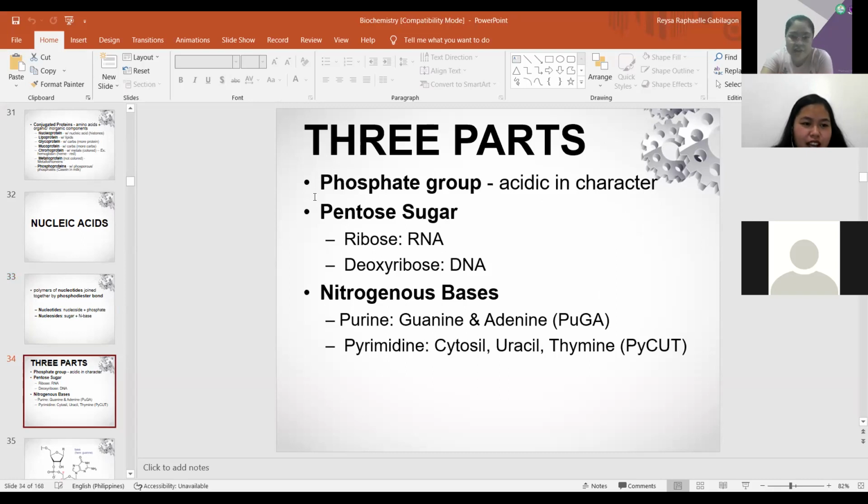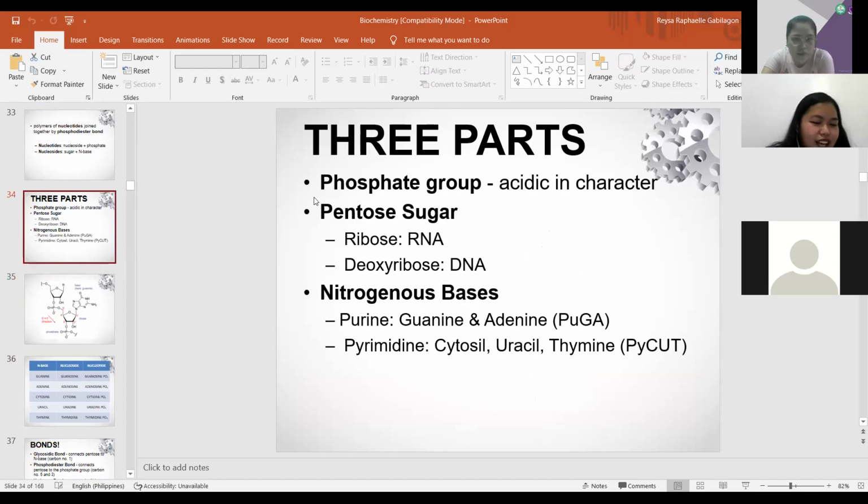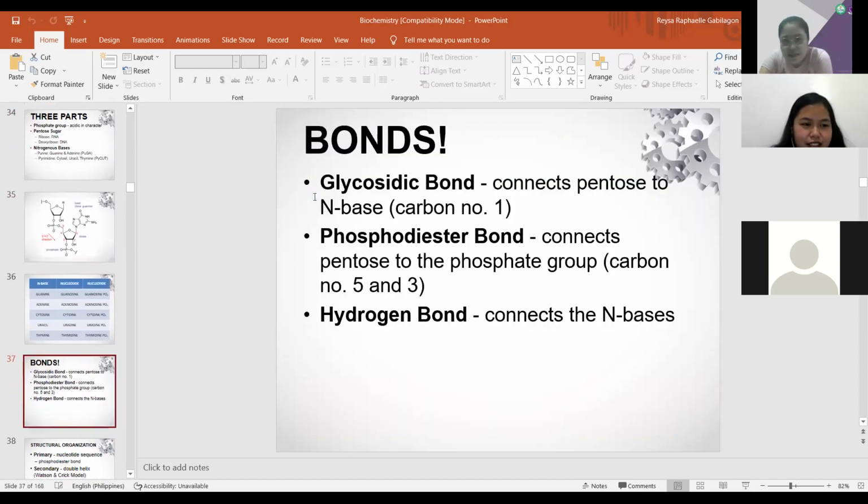And then we have nitrogenous bases that are unique for the two. Sa RNA, uracil yung meron, and then wala yun siya sa DNA. And then for the DNA, thymine naman ang meron, and then again, wala din yun siya sa RNA. So take note also of the different bonds. Kasi tatlong parts yung ating nucleotides. So do not forget the bonds, the glycosidic, which connect the pentose or the sugar to the nitrogenous base. And then the phosphodiester bond, which is the major bond that connects the backbone of the nucleotide.